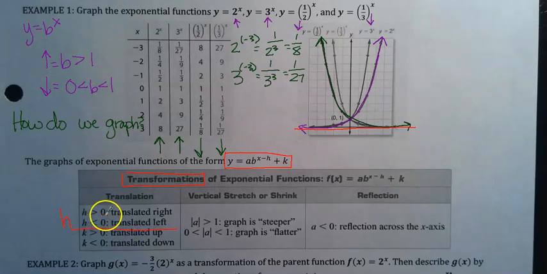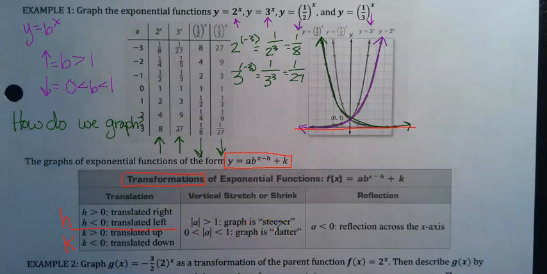If h is greater than 0, it's going to be right. If it's less than 0, we're going to translate it left. Our k values, if it's greater than 0, it's going to go up. If it's less than 0, it's going to go down. So here's k. Our a value, the absolute value of a, if it's greater than 1, it's going to be steeper. If it's less than 1, but more than 0, then it's going to be flatter.